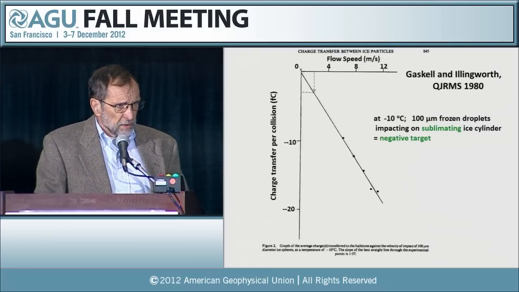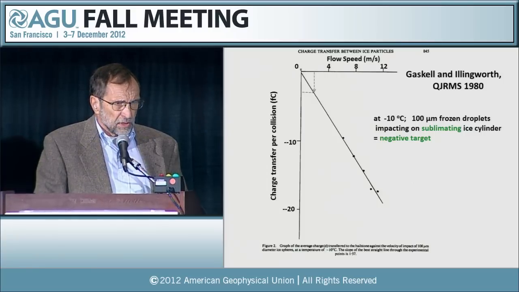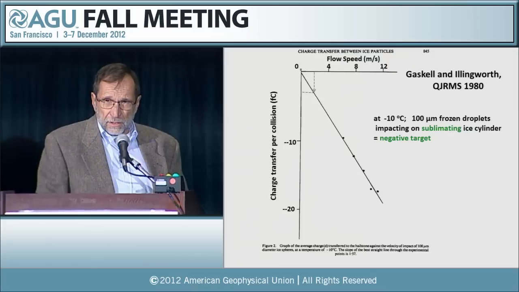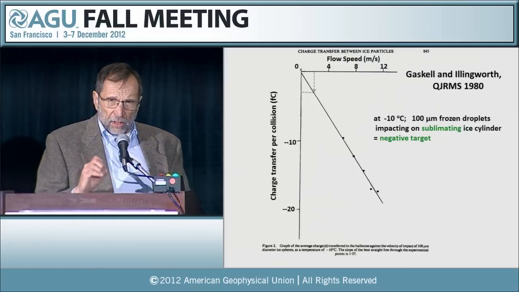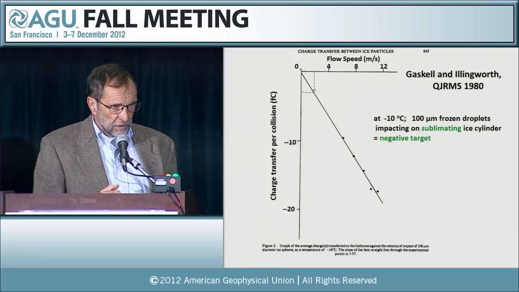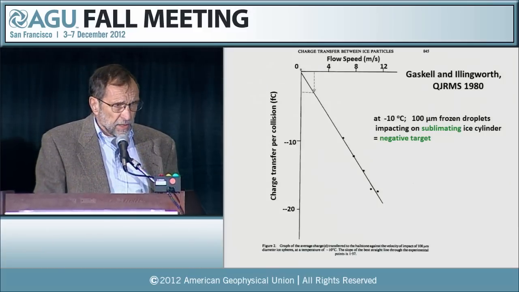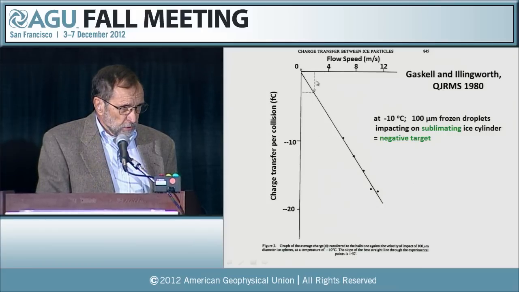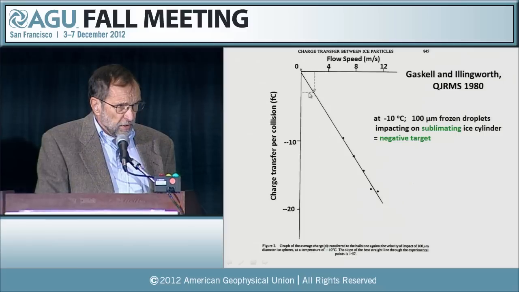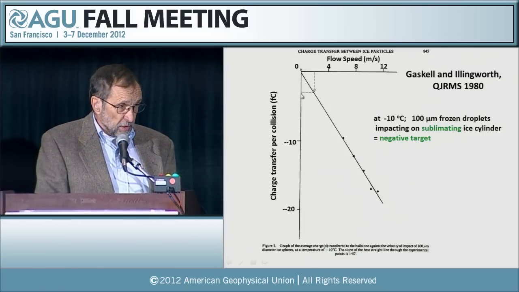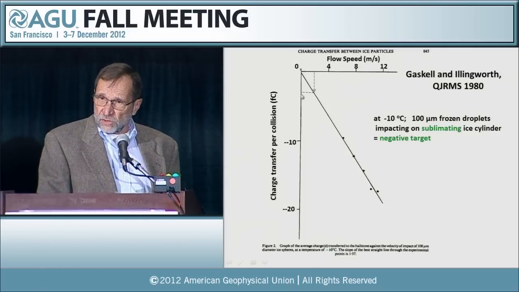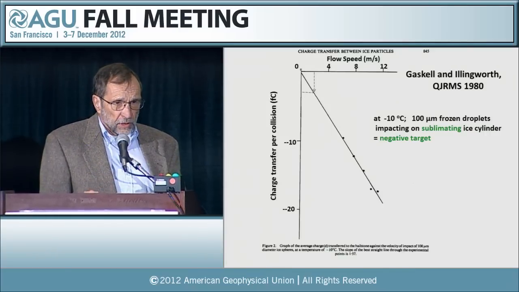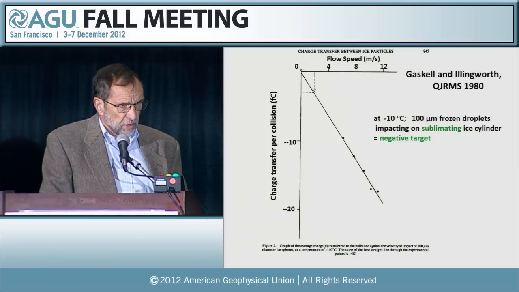If we look at other results, earlier results from Gaskell and Illingworth, again in the sublimation region, so negative charging, they were impacting 100 micron frozen droplets on a target at various speeds. They looked at 6 to 12 meters per second. If we extrapolate the results backwards down to 1.5 to 2 meters per second, we see that the charge per collision is about 3 femtocoulombs per collision. Now, these are smaller particles, yet producing more charge than we found from Keith and Saunders.